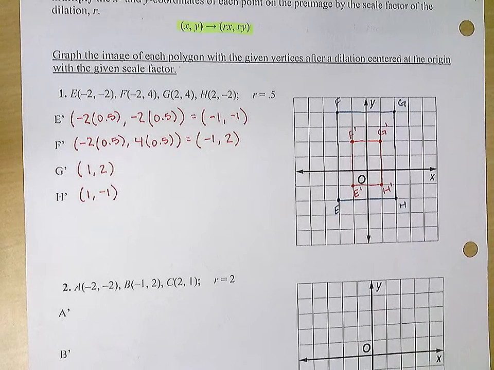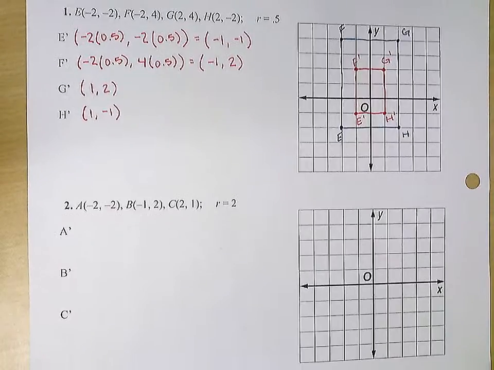So it should get smaller, like we said, because our scale factor was less than 1. It got smaller in my graph, and it got closer to that origin or that center point. Questions on number 1? All right, try number 2. Try number 2 using that scale factor.